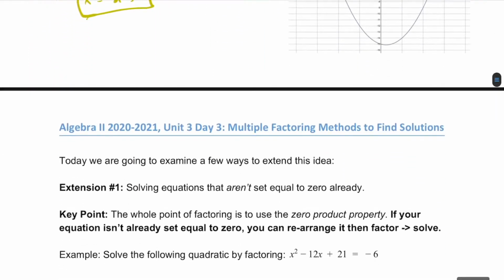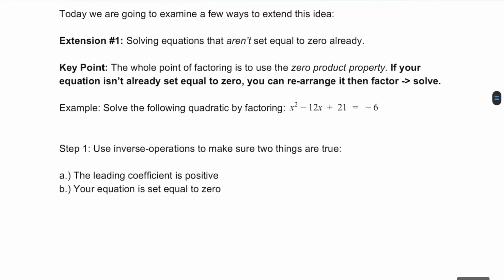Let's talk about just three quick extensions to this idea. Extension number 1. The whole thing here rests on using the zero product property. So one extension is solving an equation that isn't already set equal to 0. The whole point of factoring is to be able to use the zero product property to find solutions. If your equation isn't already set equal to 0, you can often rearrange it and then use these same techniques.